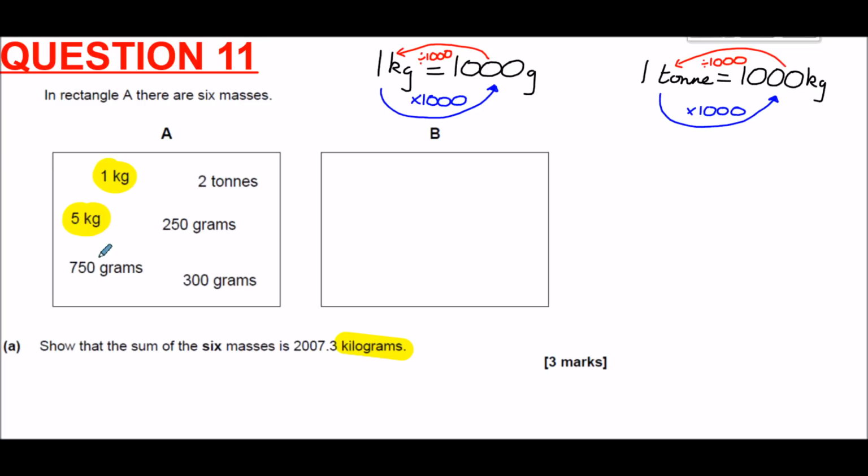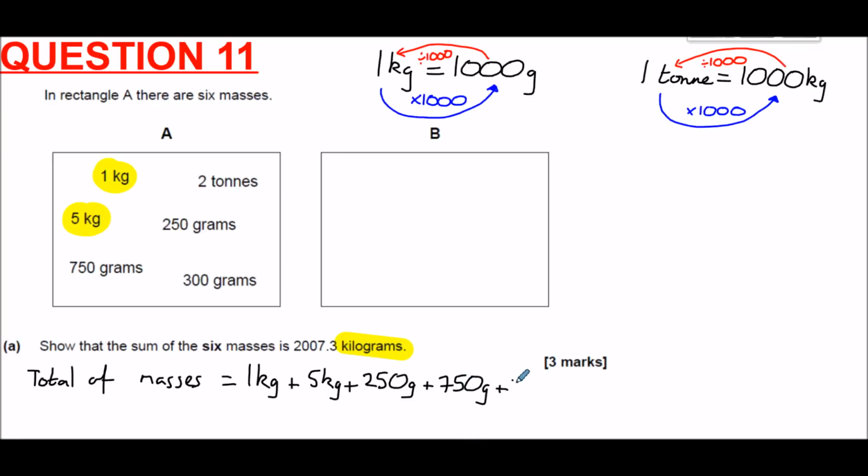And so what we can say here is that the total of the masses, I'll come back to that point in a second, the total is going to be 1 kilogram plus 5 kilograms plus 250 grams plus 750 grams plus 300 grams and plus 2 tons.